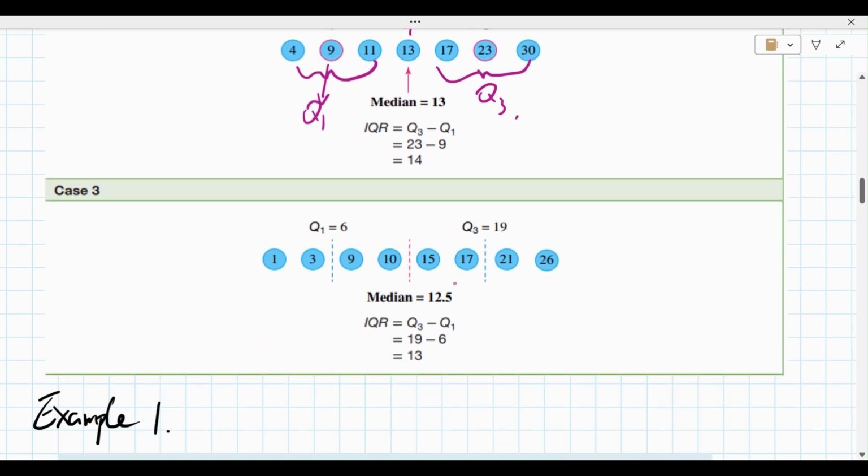All right, and another one, where we have 8 numbers. Adding the middle two together and dividing by 2 gives the median of 12.5. And 3 plus 9 is 12, divided by 2 is 6, which is your Q1. And 17 and 21 added together is 38, divided by 2 is 19. So Q3 minus Q1 will be 13.